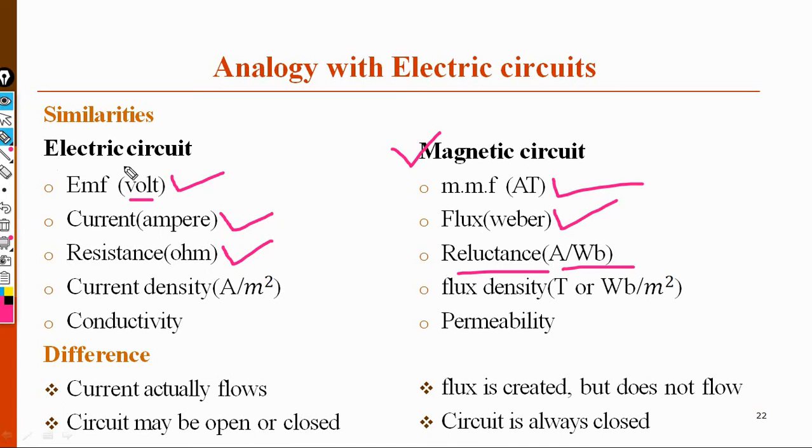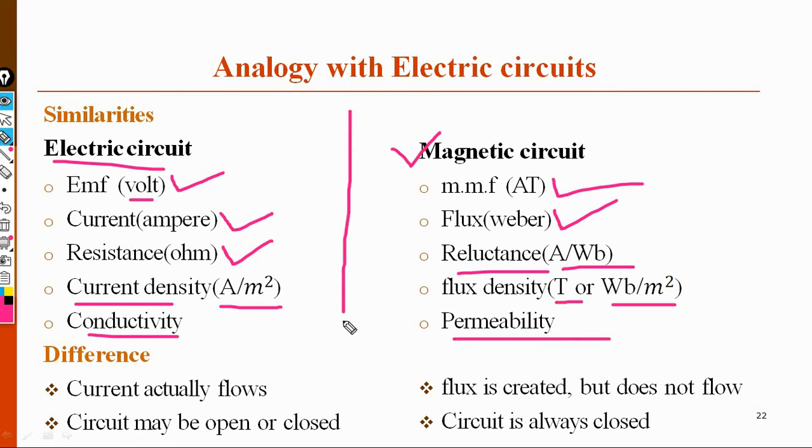Then in electric circuit, current density is very important, measured in ampere per meter square. In magnetic circuit, flux density is present, measured in Weber per meter square or Tesla. In electric circuit, conductivity is very important, and in magnetic circuit, permeability is very important. Now these are the similarities between electric circuit and magnetic circuit.